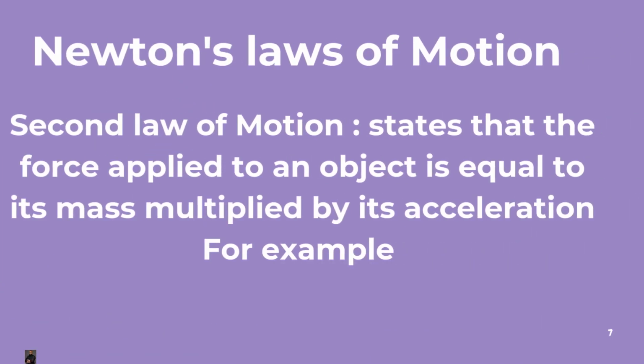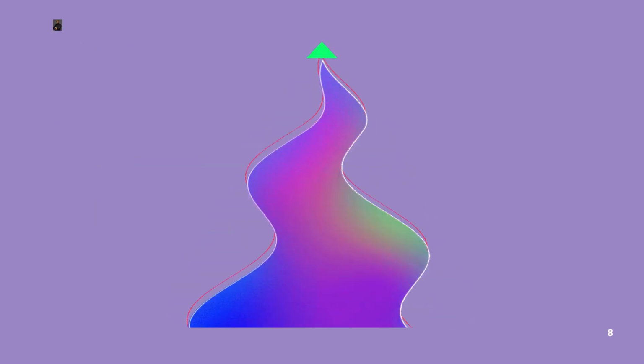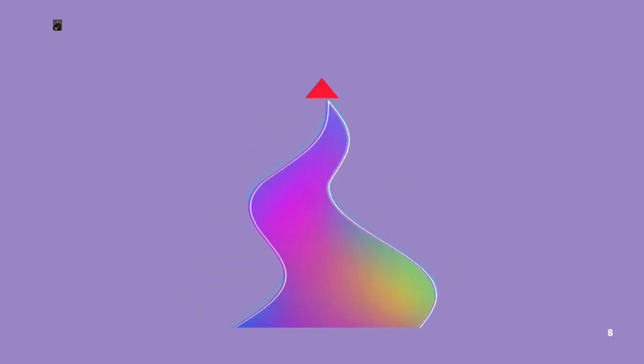Newton's second law of motion states that the force applied to an object is equal to its mass multiplied by its acceleration. For example, a rocket gaining speed as the force increases. That is to say, the higher the force, the higher its acceleration. This clearly explains Newton's second law of motion.